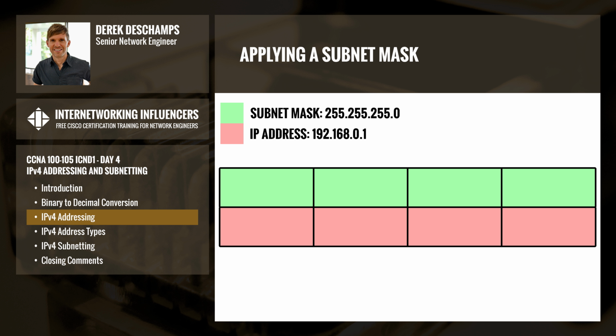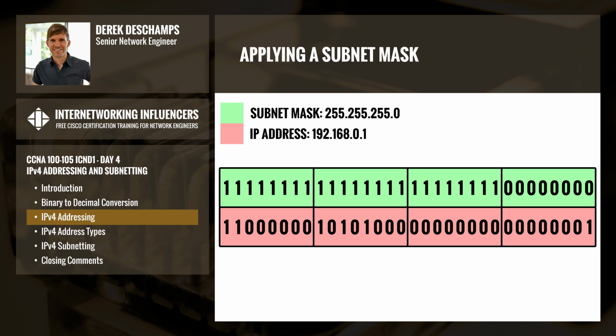To show you how this works, let's use a subnet mask of 255.255.255.0 with the IP address 192.168.0.1. To differentiate between the network address portion and the host address portion of the IP address, we convert both the IP address and subnet mask to binary and line them up in a table.